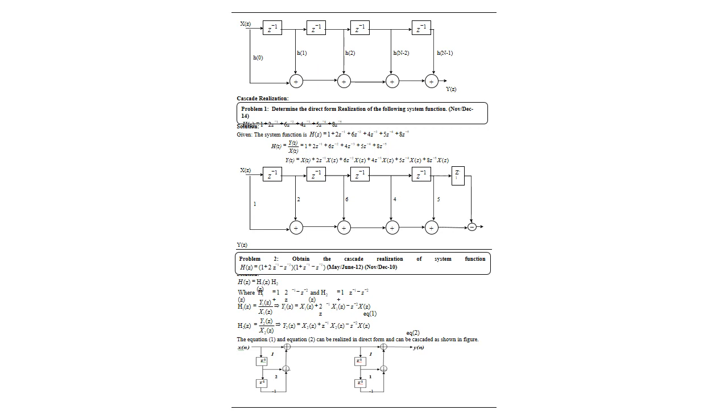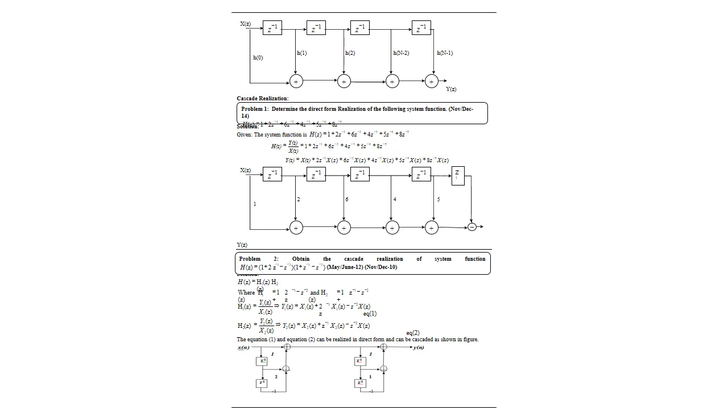Next we are going to see the cascade realization. To determine the direct form realization of the following system function, the system function is given as H(z) equal to 1 plus 2z inverse plus 6z power minus 2 plus 4z power minus 3 plus 5z power minus 4 plus 8z power minus 5. So H(z) is equal to Y(z) by X(z), so Y(z) is equal to X(z) into this term.